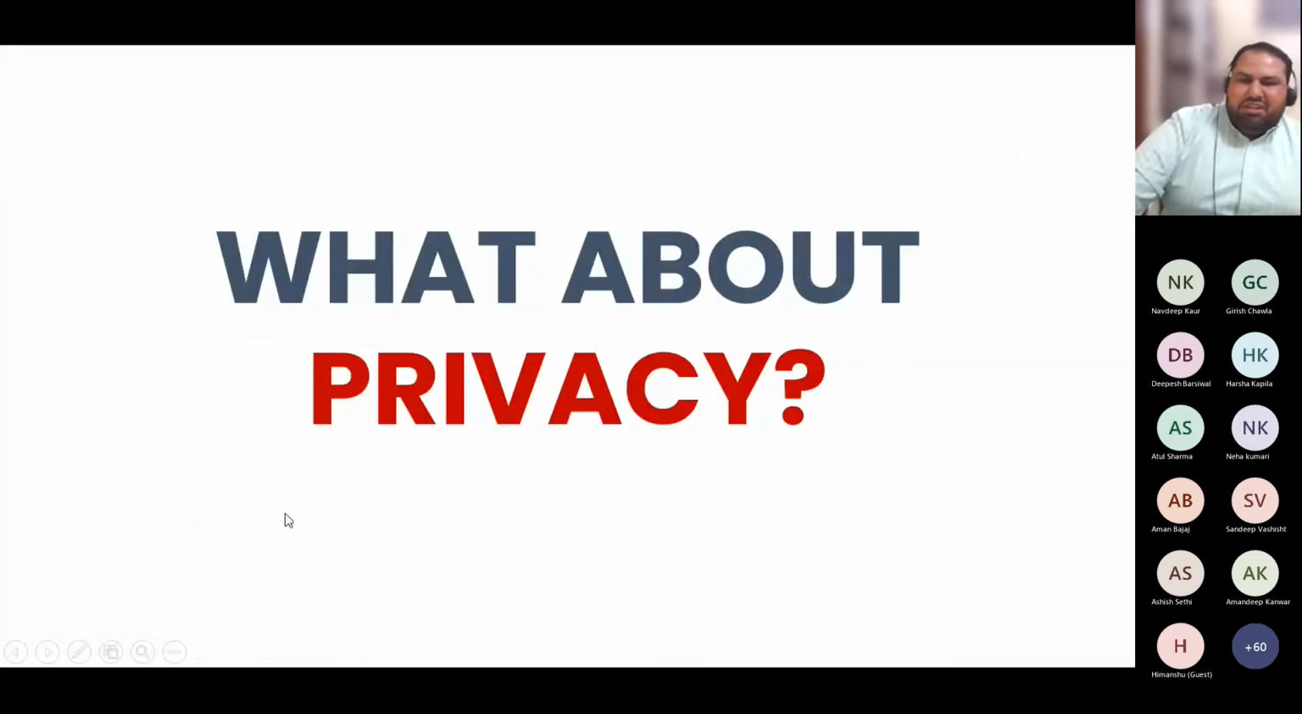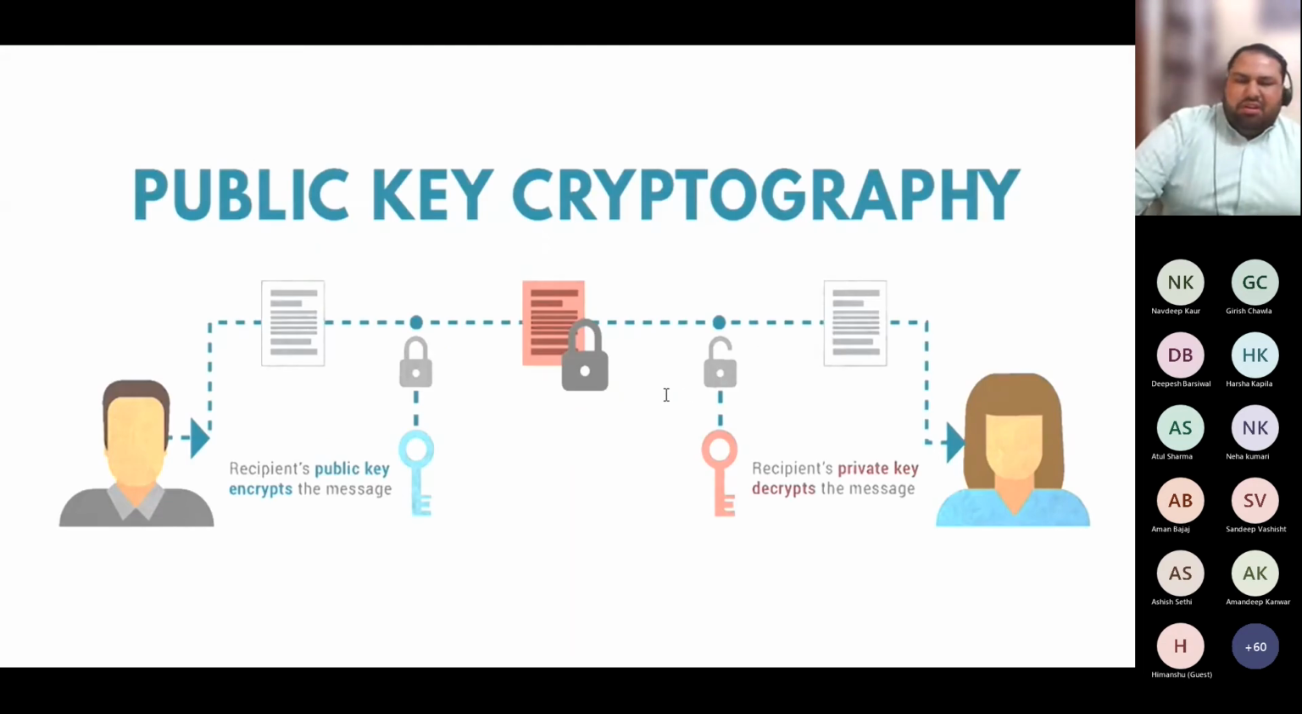Now another question comes to your mind: if all the information is shared in a peer-to-peer network, and all nodes connected to the system have their own copies, and all are able to see what is transferring from one node to another, what about privacy? So in blockchain, we are using the technique of cryptography, in which we use a public key and a private key to send and receive the data.